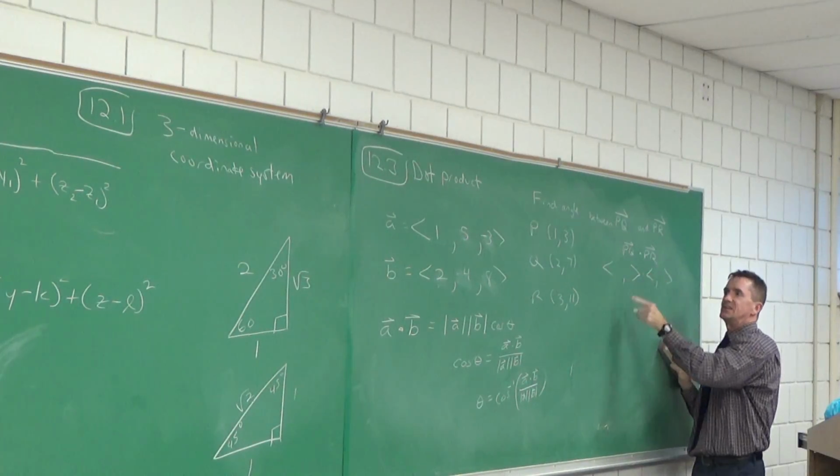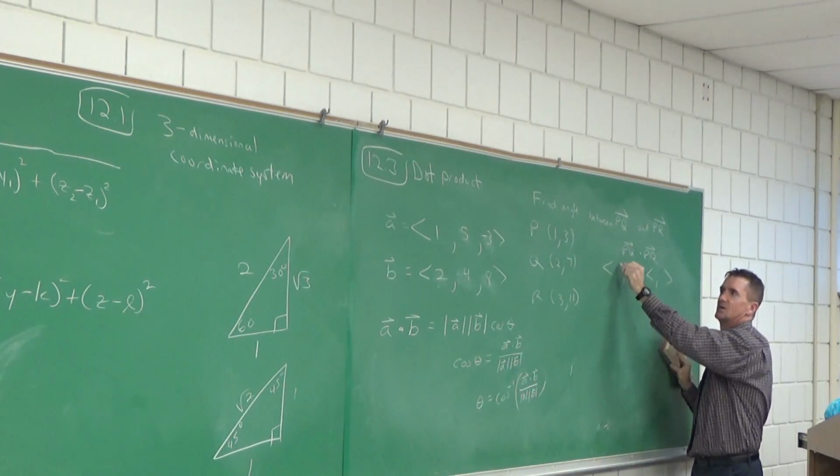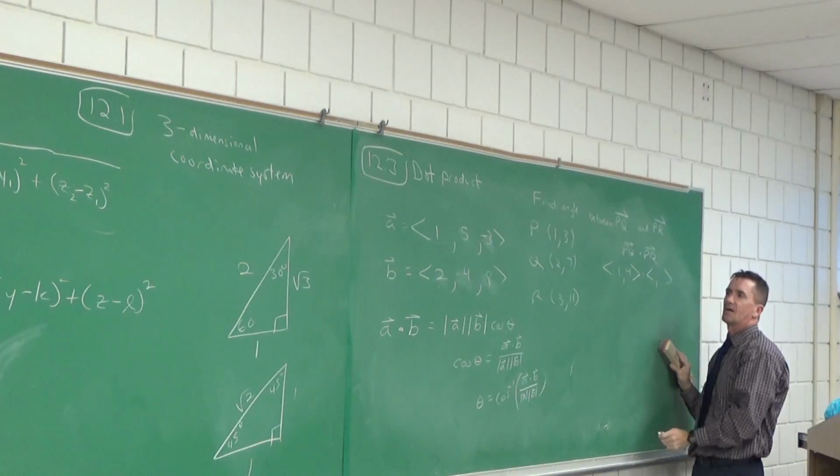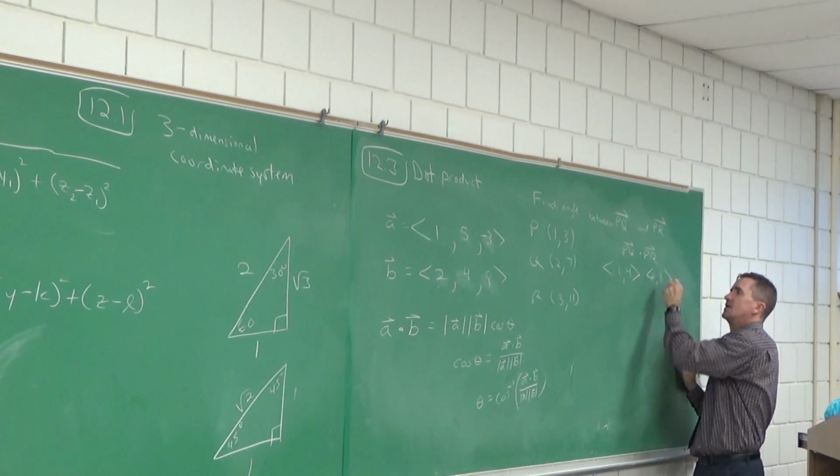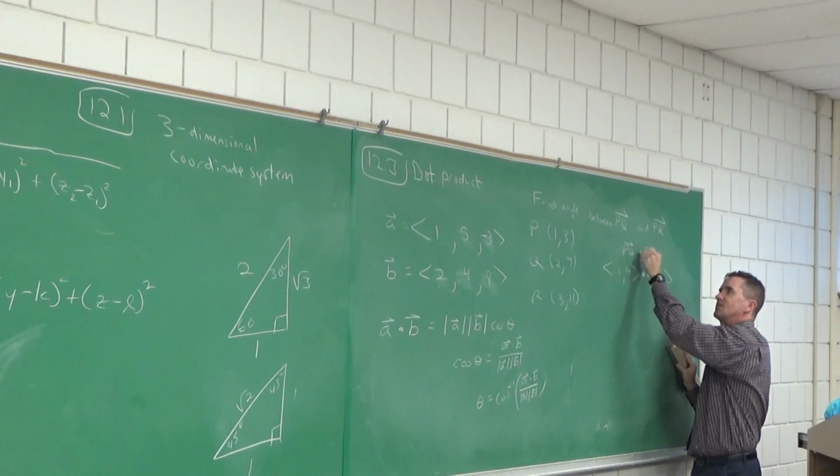I'm going to write it like this. PQ, you know how to get a vector from points. Yeah, 1, 4. What's vector PR? 2 and 8. Yeah. What's that? Let me make that a big dot. What's that dot product?